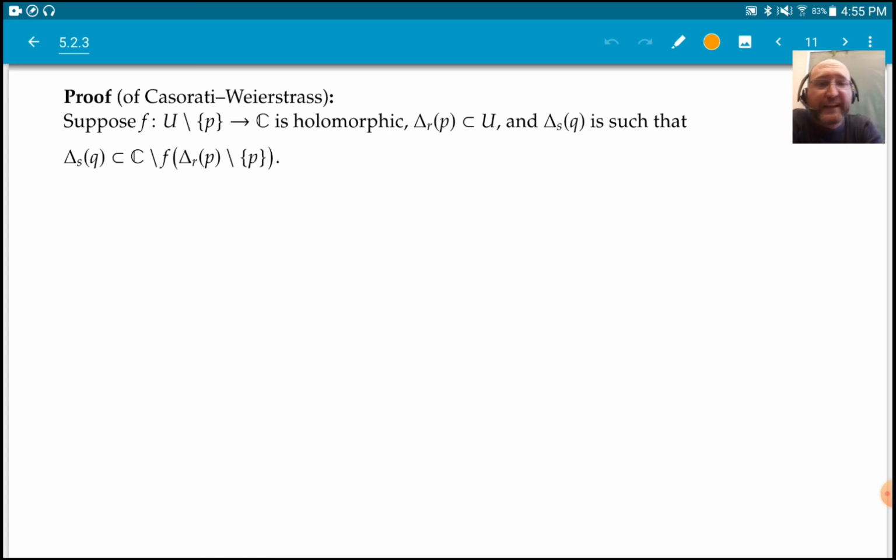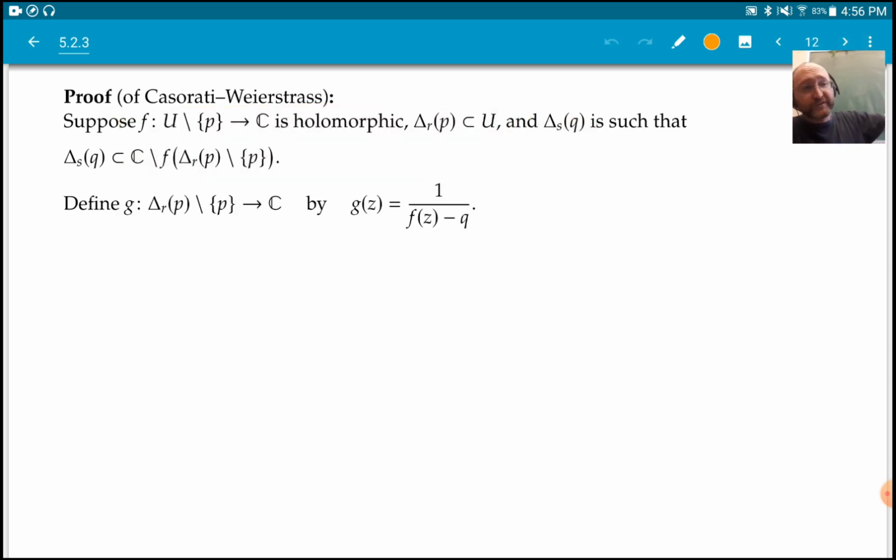So let's prove it. So let's just go through this proof. So suppose we have this holomorphic function with an isolated singularity. We're looking at this disk, right? So that's the disk from the punctured neighborhood. And we have this disk around some point Q, which is actually contained in the complement of the image, right? So if the image was not dense, there would be such a disk, right?